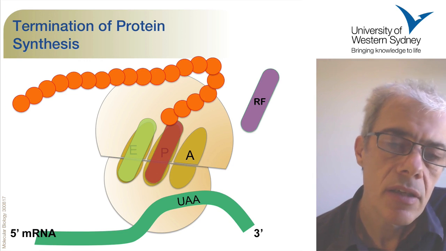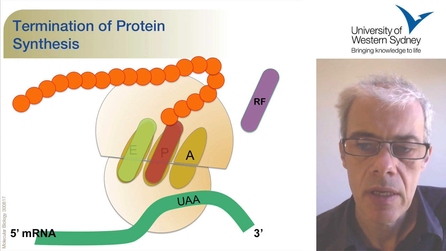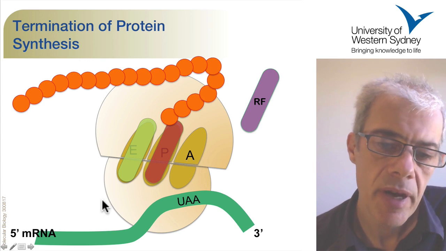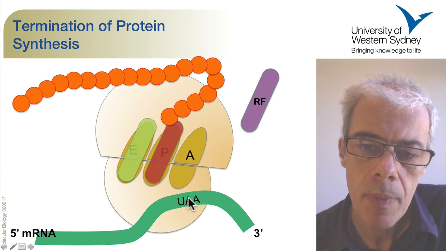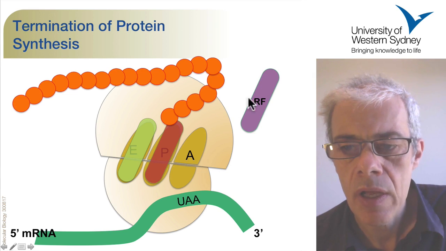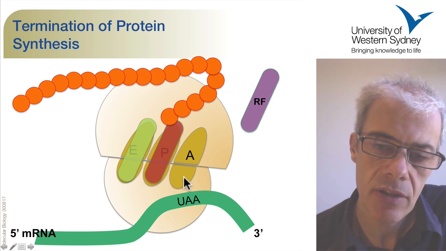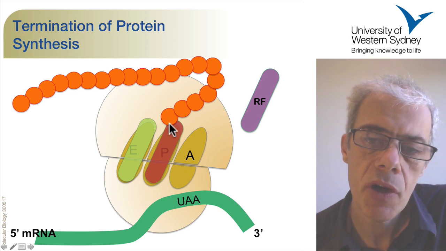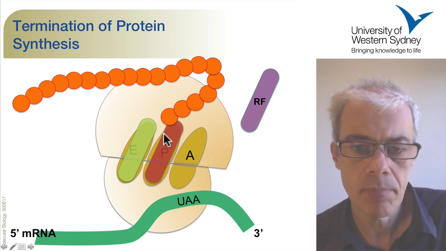And here's an animation that shows the process of termination. So in this animation, the ribosome has translocated through to a stop codon, and at this stop codon, a releasing factor rather than a transfer RNA will attach to the ribosome. Also shown here is the growing polypeptide chain exiting the ribosome.